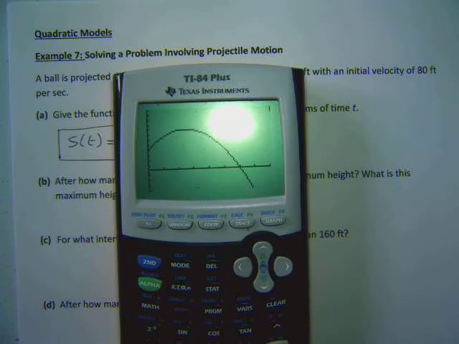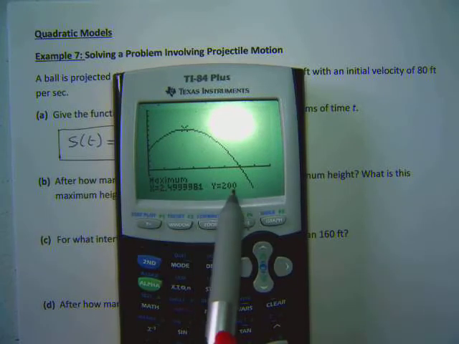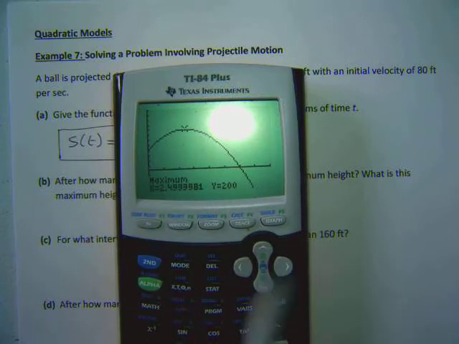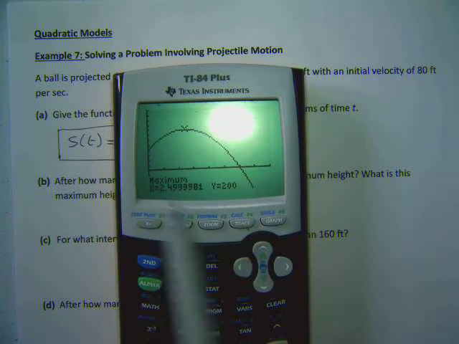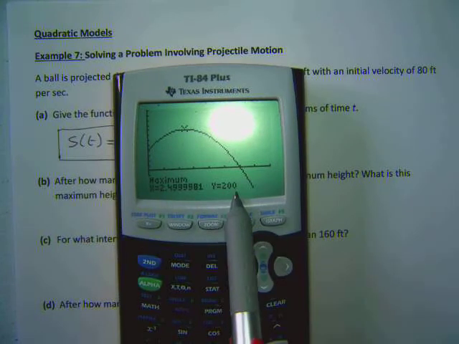Hit enter, and then you're gonna see the maximum. That's the X and that's the Y. And what does that mean? That means after roughly 2.5 seconds, the ball will be 200 feet.